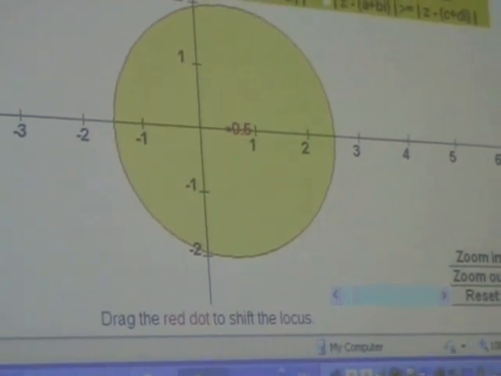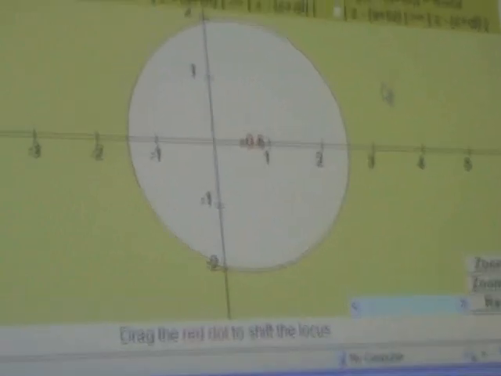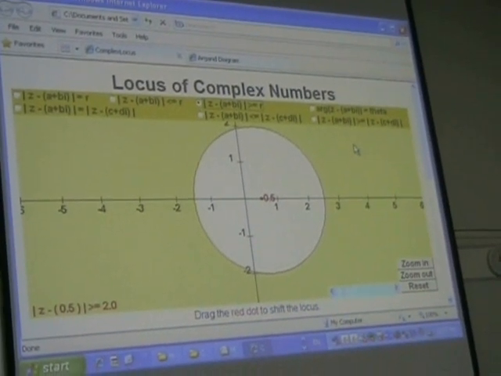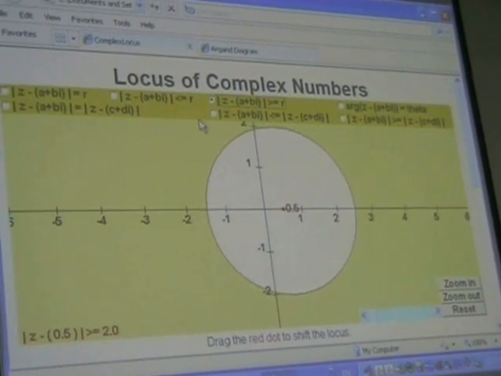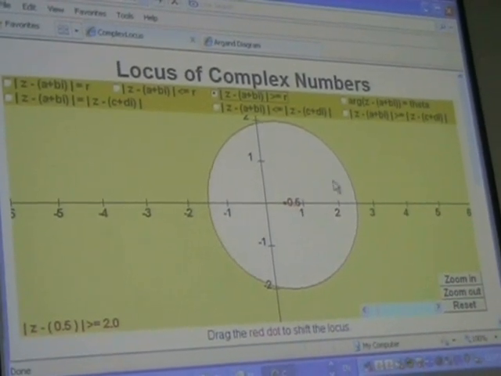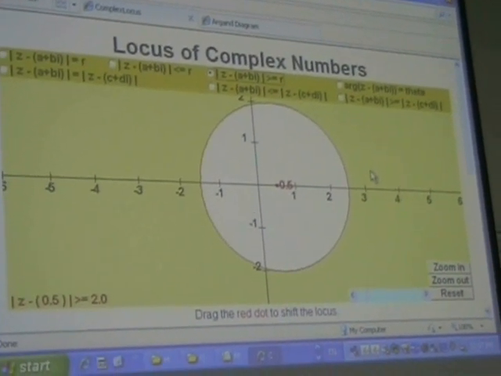Okay, what if they give you greater than? Everything outside. Then you go and shade the outside. Greater than will look like this. Greater than 2. Leave the center of the circle empty. Go and shade all the parts outside. Okay, so this is quite a nice applet to show you different types of locus. Cool.